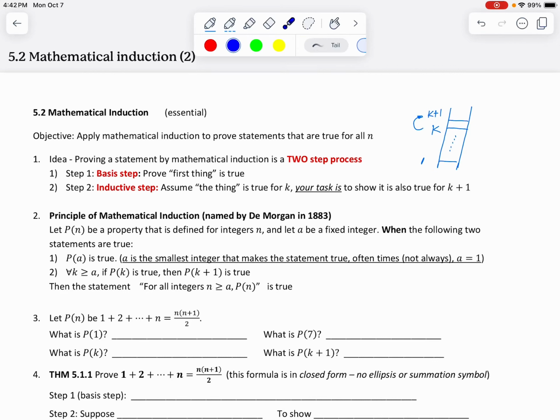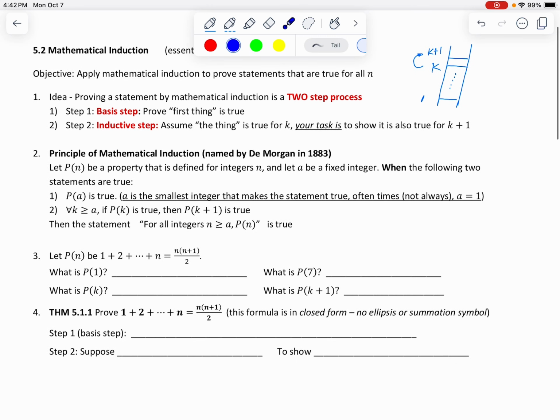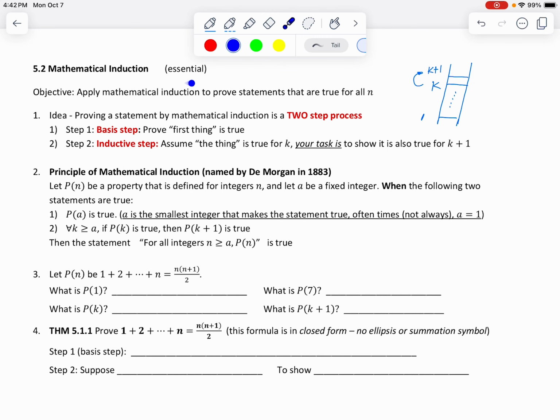Hi guys, this is section 5.2, mathematical induction. This is one of the essential sections because this technique allows us to prove statements that are true for all n, basically formulas. The idea of mathematical induction is actually pretty simple and intuitive.